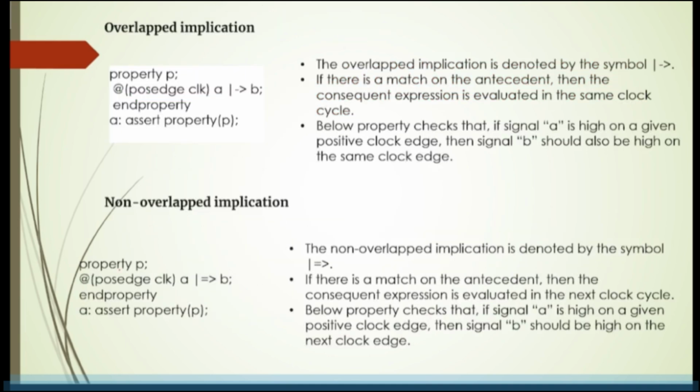So let us see what overlapped and non-overlapped are. Overlapped is denoted by this symbol, a dash and this one. Non-overlapped is in this way: a double equal to symbol with an arrow. Don't get confused: this is non-overlapped and this is overlapped. Let us see the difference between them. You can pause this video and study this, but I want to give you an example in a picture format so that you can remember it very easily.